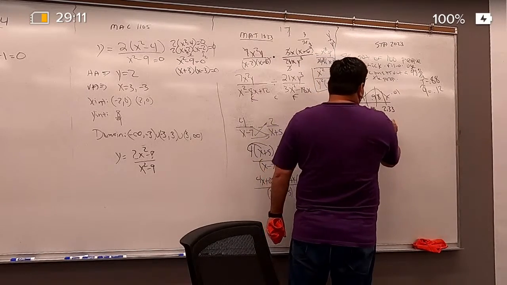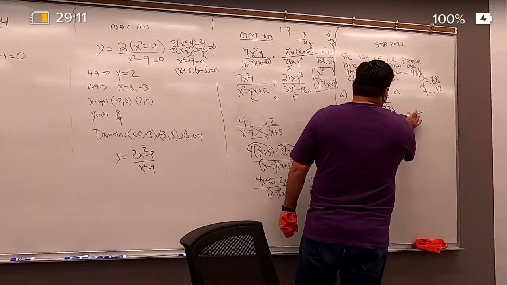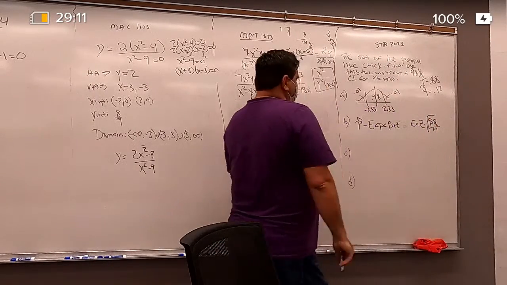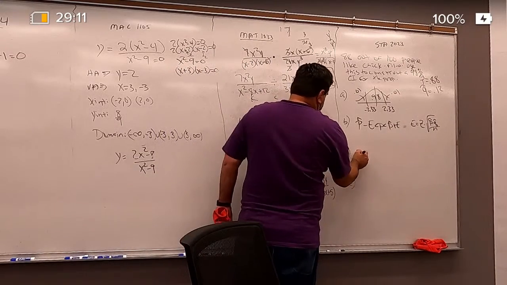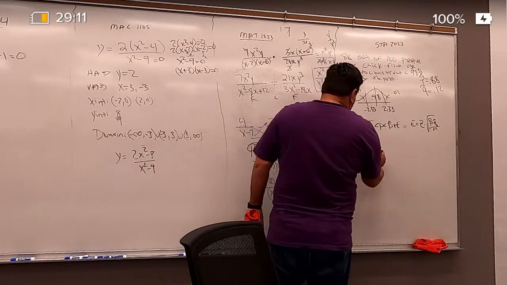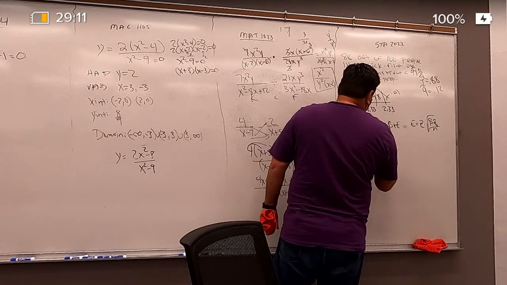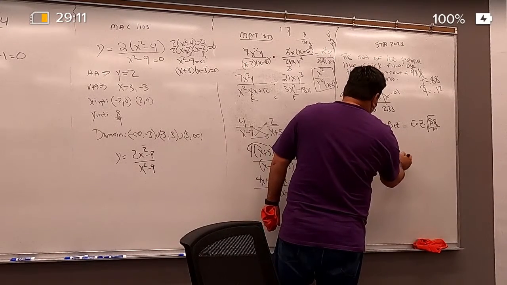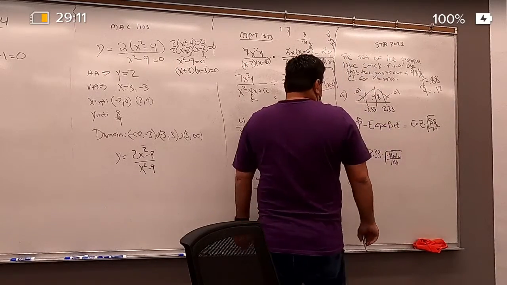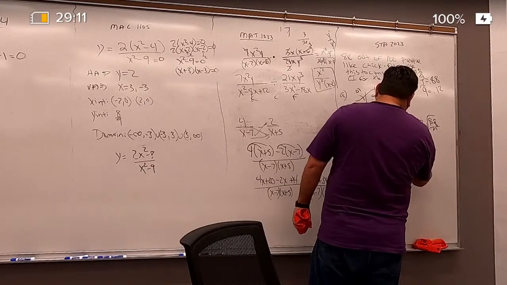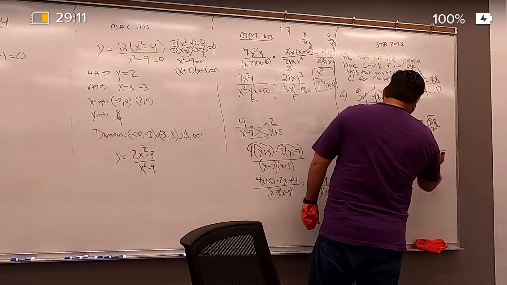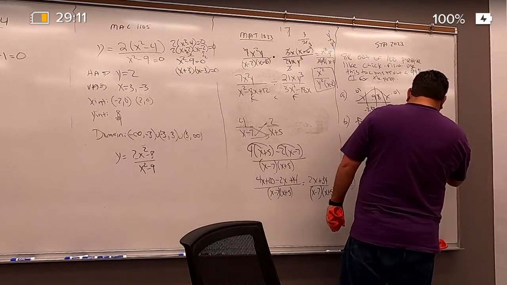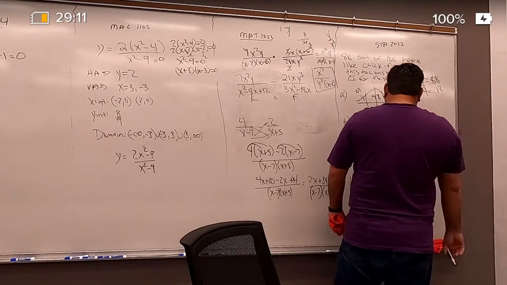P hat minus E is less than P, which is less than P hat plus E, where E is equal to Z times the square root of P hat Q hat over N. So 0.88 minus 2.33 times the square root of 0.88 times 0.12 divided by 100 is less than P, which is less than 0.88 plus 2.33 times the square root of 0.88 times 0.12 divided by 100.